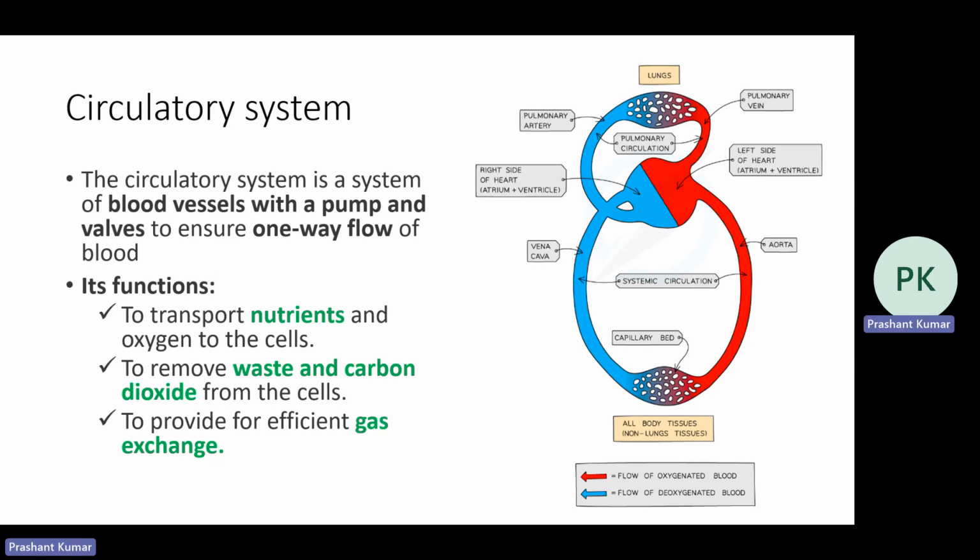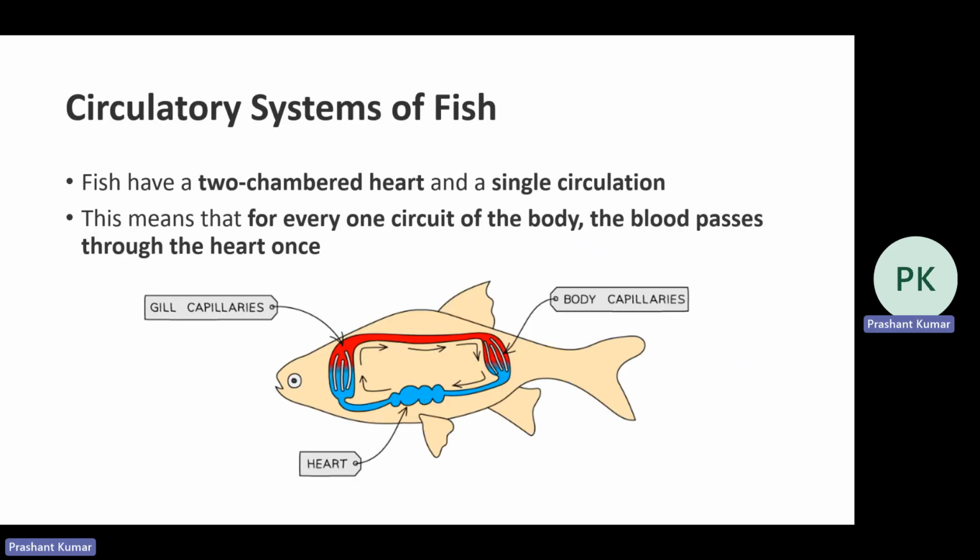Again, this is very important. That's why we need the circulatory system. And of course, we need nutrient transportation. That is very, very important. So these are the three main functions of the circulatory system in our body. Let's see the next section.